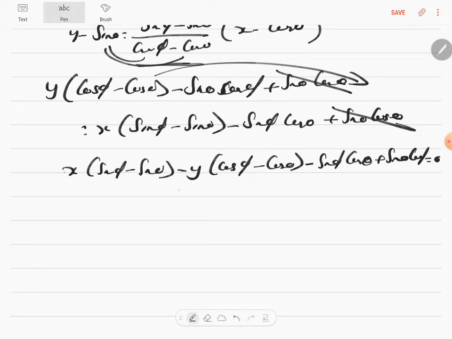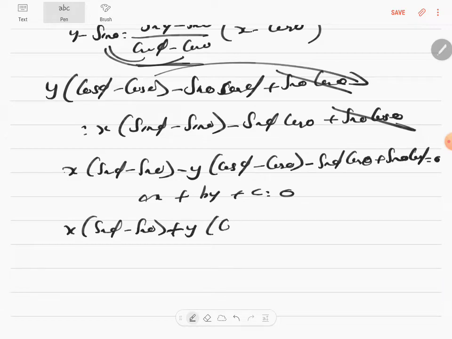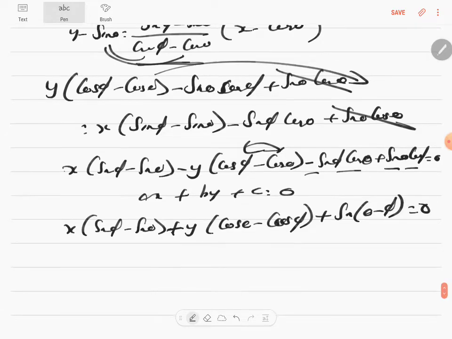So then you don't want a negative sign because ideally you want it in ax + by + c = 0 form. So x into (sin phi - sin theta), taking the minus sign out, will become plus y into (cos theta - cos phi). Switch this so that the negative sign can come out, it becomes positive. This itself is like sin a cos b minus cos a sin b, which is sin(a - b), which is sin(theta - phi), is equal to 0.